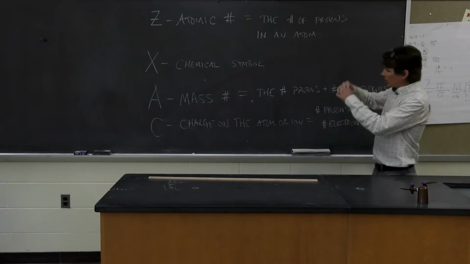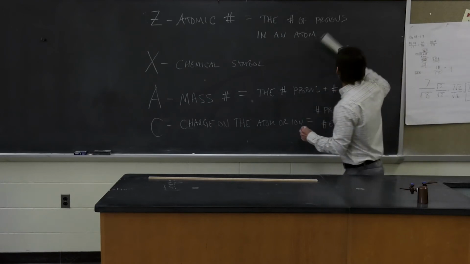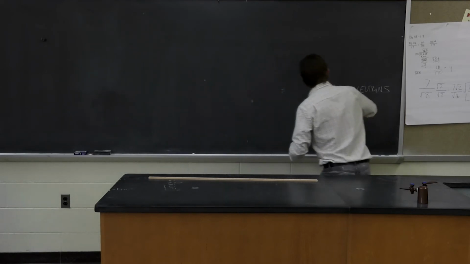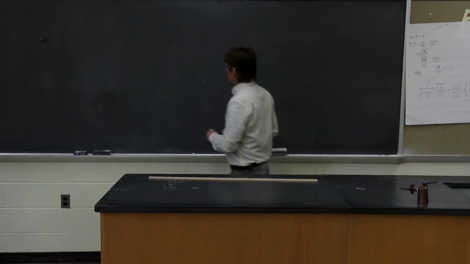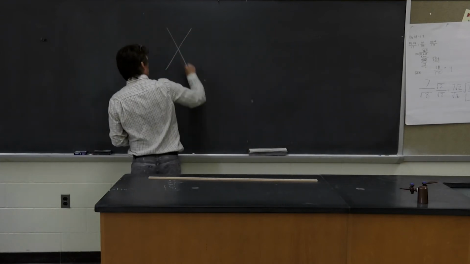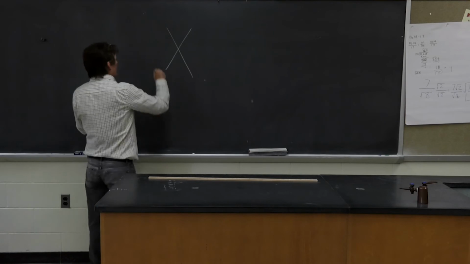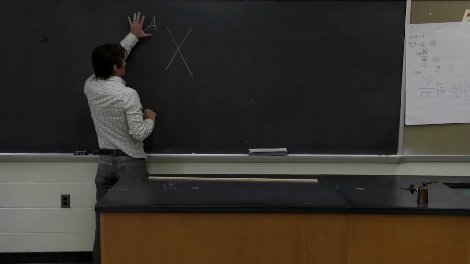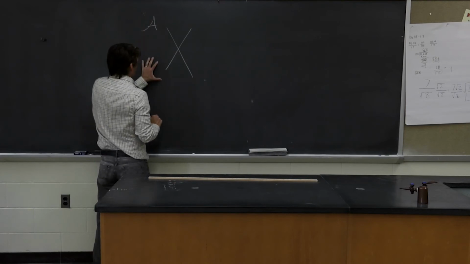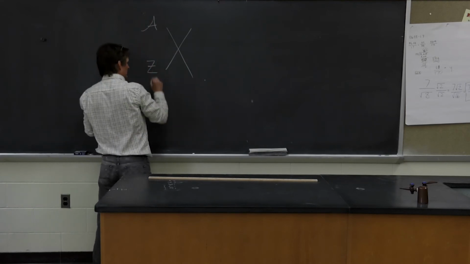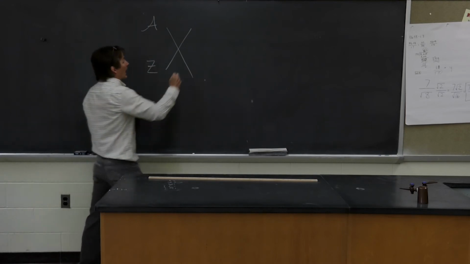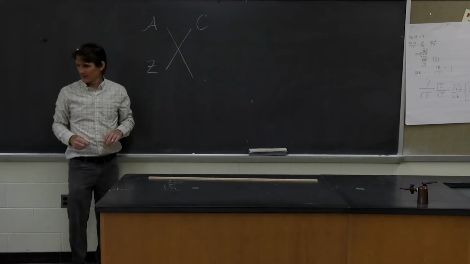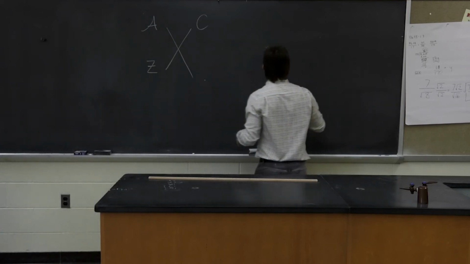And so I can put all of this together in the following way. What we often do is we'll write the symbol for our atom like this, and then we write the mass number up here as a superscript to the left, and then down here we write the atomic number as a subscript to the left, and then up here we put the charge as a superscript to the right. So let's say, for example, I have this written.